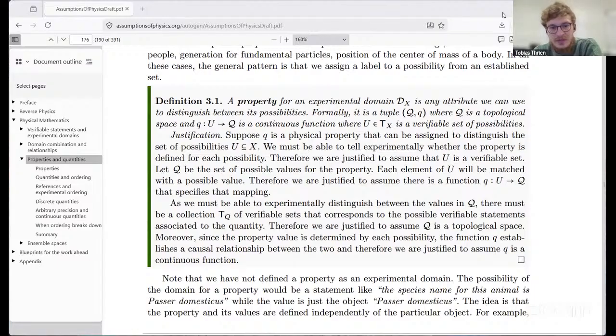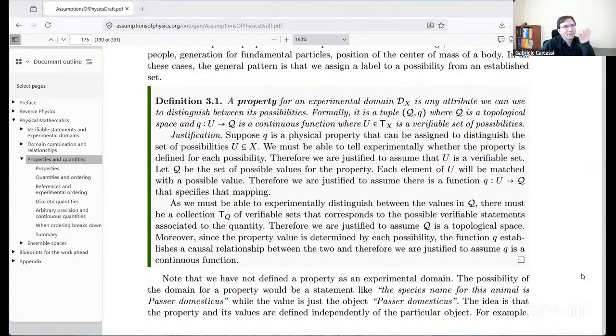As we must be able to experimentally distinguish between the values in Q, there must be a collection TQ of verifiable sets that correspond to the possible verifiable statements associated to the quantity. Therefore, we are justified to assume Q is a topological space. Moreover, since the property value is determined by each possibility, the function q establishes a causal relationship between the two, and therefore we are justified to assume q is a continuous function.